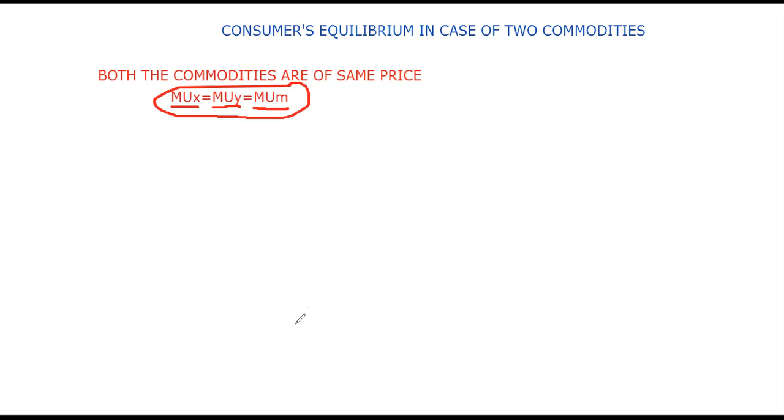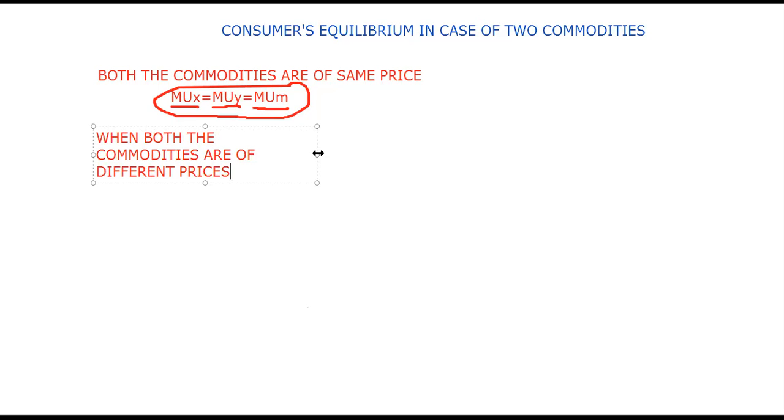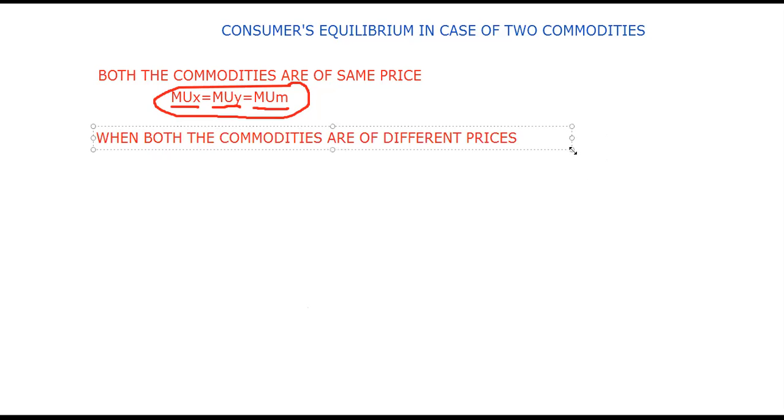Now here comes the second condition. What is the second condition? When both the commodities are of different prices, what will happen? If both the commodities are of different prices, दोनों का different price है. Now, what will happen? अब देखते हैं अब क्या होगा.